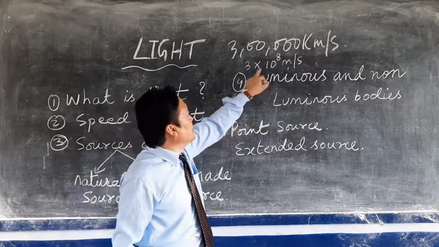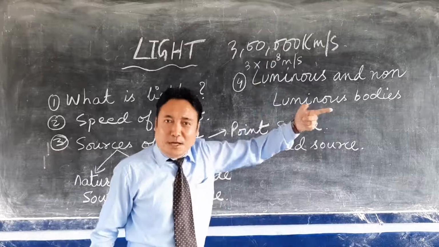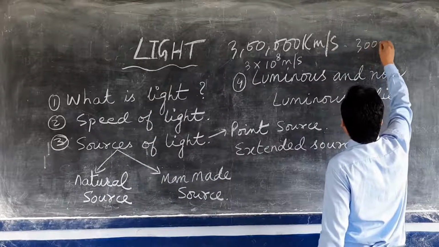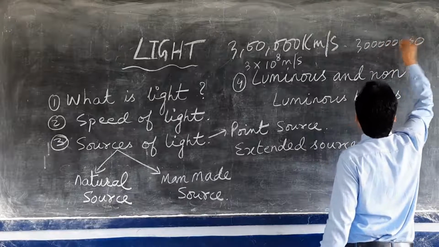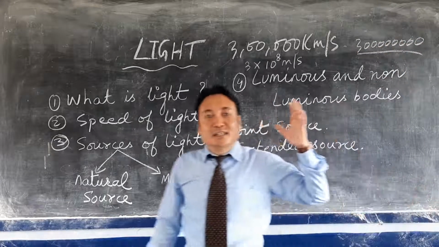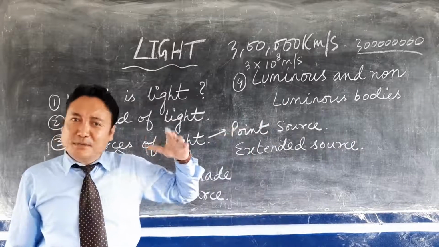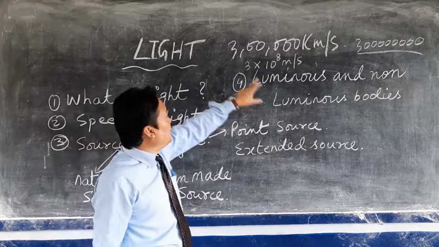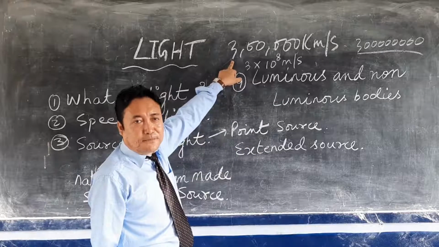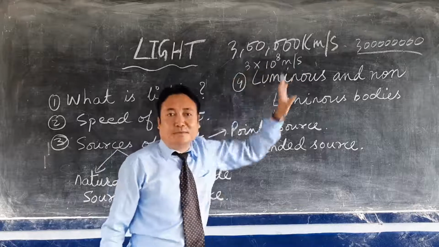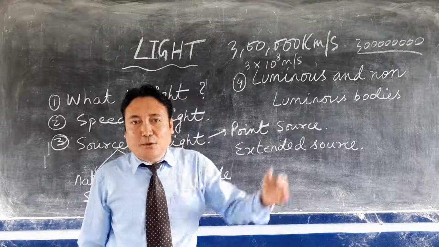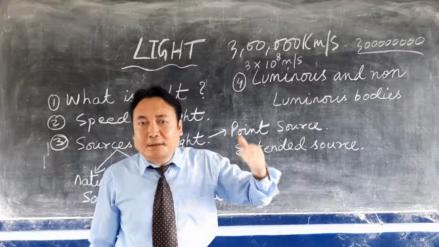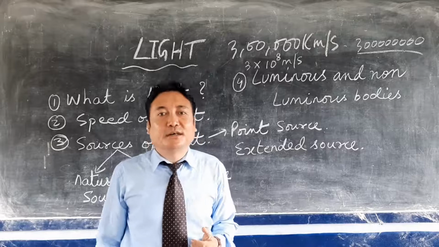So what does it mean? 3 into 10 to the power 8 means 10 to the power 8 is 8 zeros. So you write 3, then 1, 2, 3, 4, 5, 6, 7, 8 zeros. This much is the speed of light, so it travels very fast in a vacuum. This is the speed of light: 3 lakh kilometer per second, or 3 into 10 to the power of 8 meter per second. Also, light from the sun takes 8 minutes 20 seconds to reach the earth's surface.